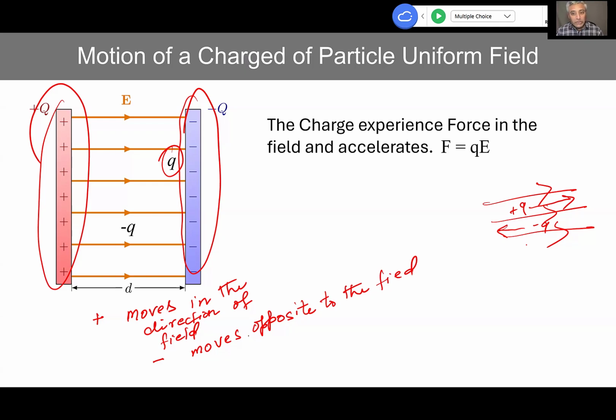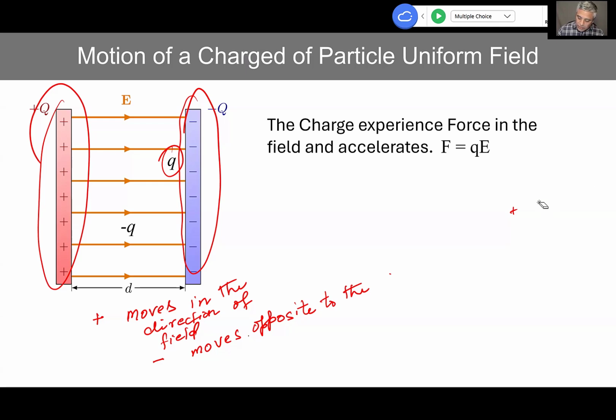And the positive charge swims like me. If I get into, let's say, a river where there is water flowing, I cannot swim against the current. I just flow with the current, okay? So a positive charge does that, but a negative charge goes opposite to the field. That's what you want to keep in mind.